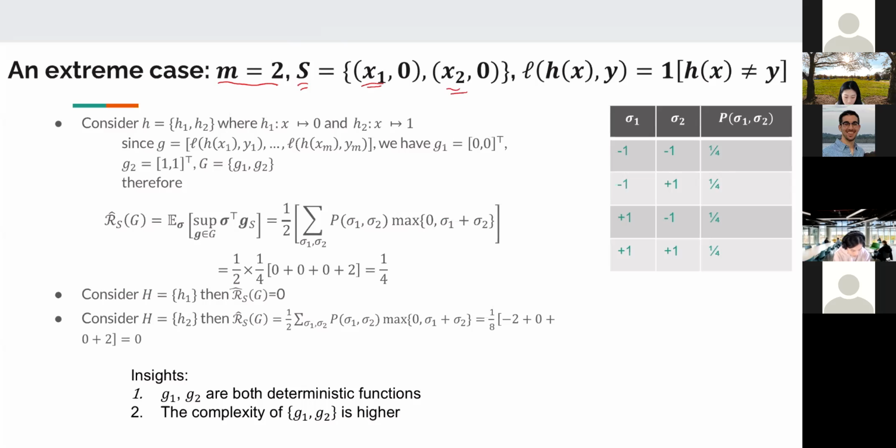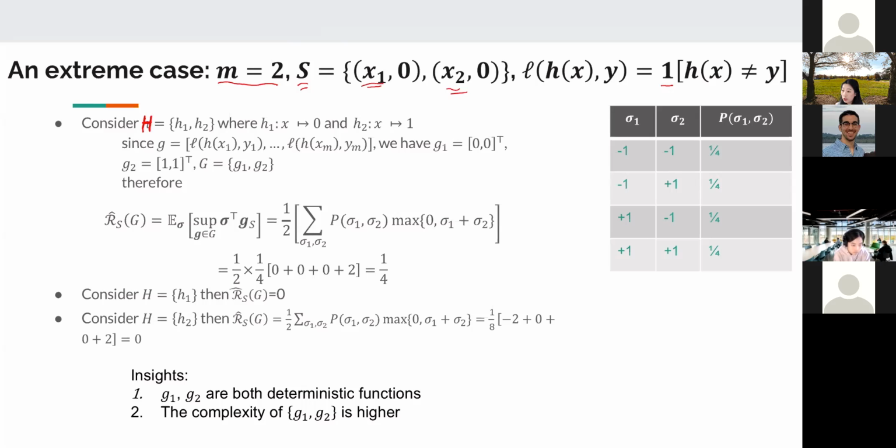Now you're going to use a 0-1 loss function. What does this mean? It's just the indicator function: it's going to be 1 if h(x) is not equal to y, or 0 if h(x) equals y. So it's a 0-1 loss. Now consider h. Let's say you have an h. Oh, sorry, this should be capital H, my bad.